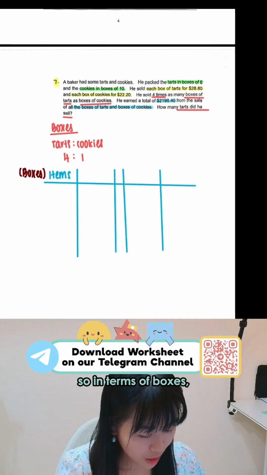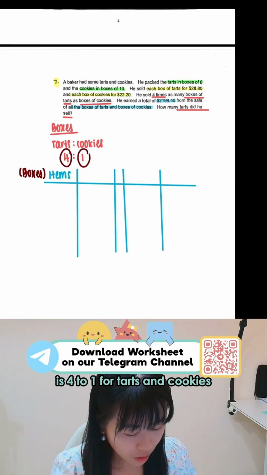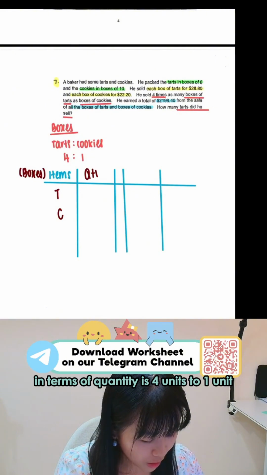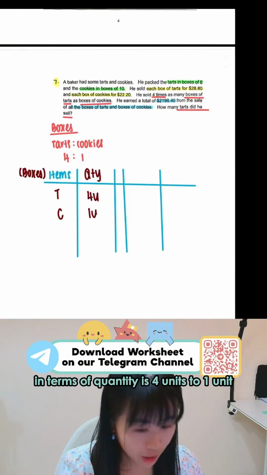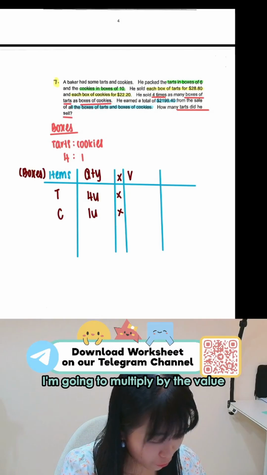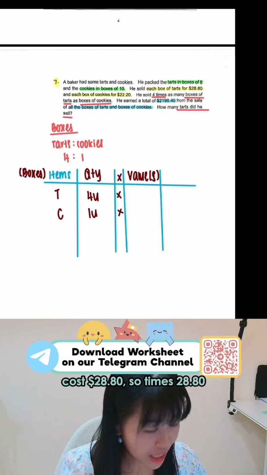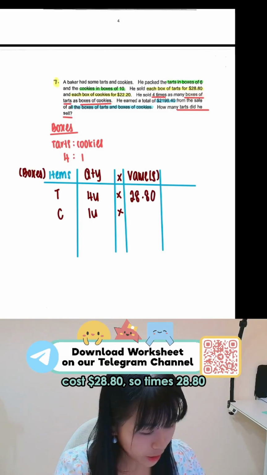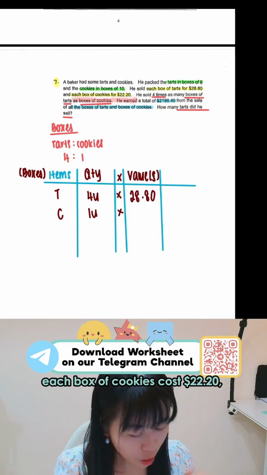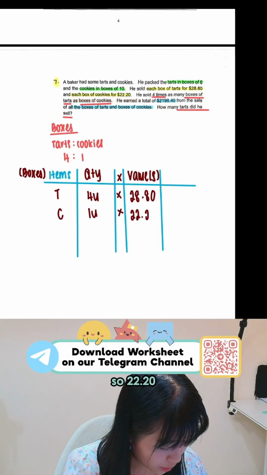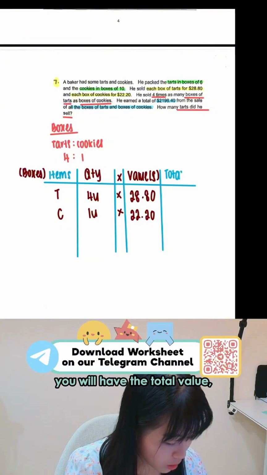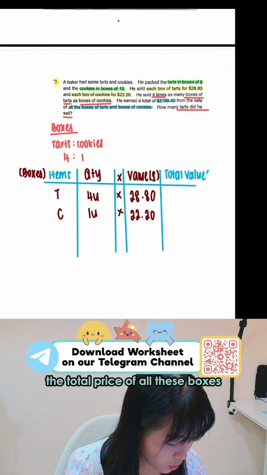So in terms of boxes, it's 4:1 for tarts and cookies. So I write tarts and cookies. In terms of quantity, it's 4 units to 1 unit. I'm going to multiply by the value. Each box of tarts costs $28.80, so times $28.80. Each box of cookies costs $22.20, so $22.20. So you take how many boxes, you times the value, you will have the total value, the total price of all these boxes.